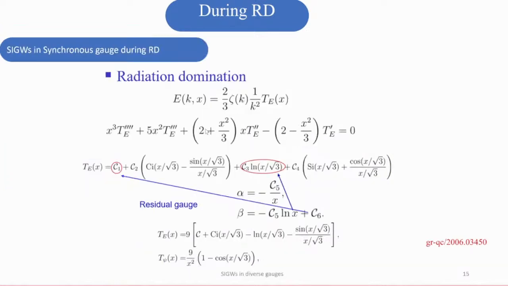So here during the radiation domination case, in synchronous gauge we have this kind of formulation. Basically, this is the transformation of scalar perturbation we have to use. Using the equation of motion, this is basically the solution. Here you can see there are some constants. These are integration constants, but they cause some residual gauges. We use a boundary condition to remove these residual gauges.